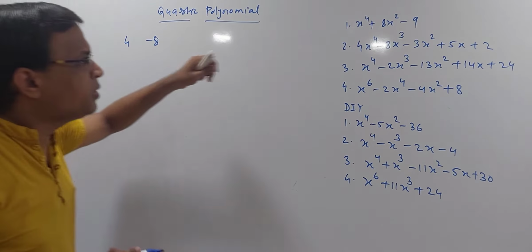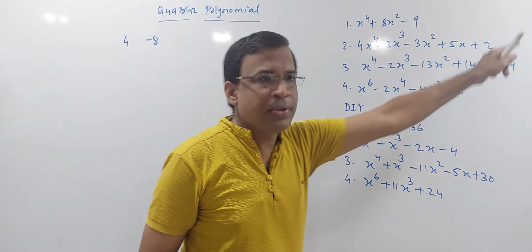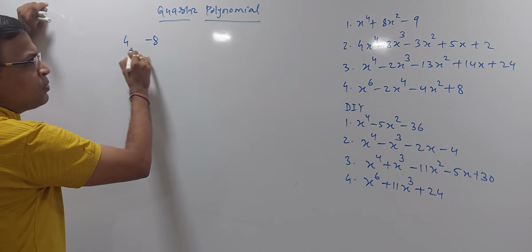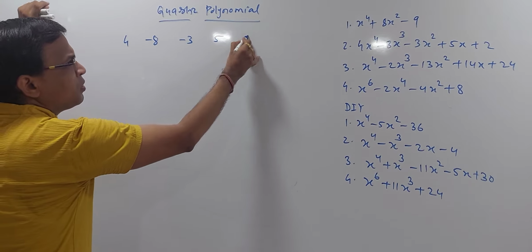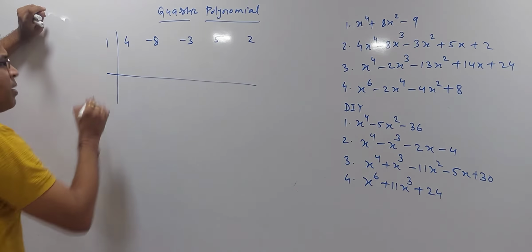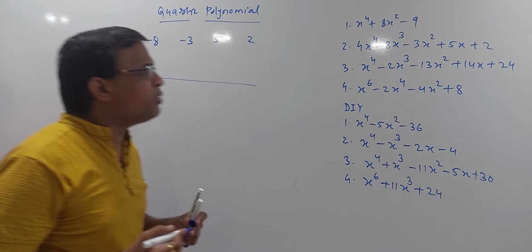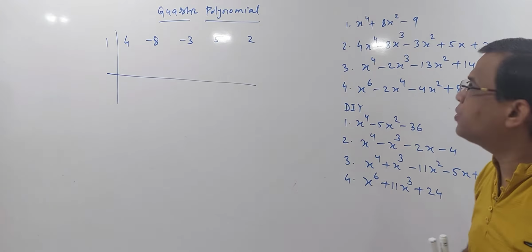Make a note that in the synthetic division method, your powers will be complete, like 4, 3, 2, 1, 0. So I am just writing the coefficients 4, minus 8, minus 3, 5, 2, and then 1 is one of the zeros, so I am writing it here. One more thing: it's a degree 4, so maximum 4 zeros will be there.